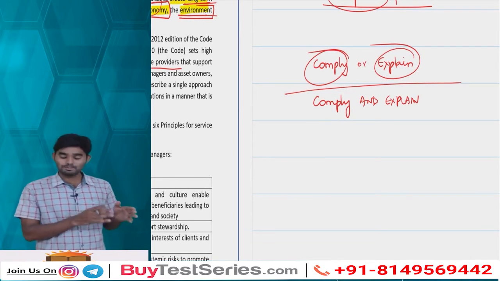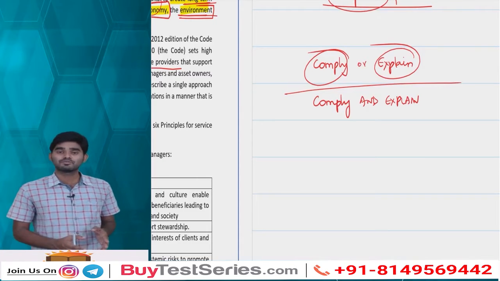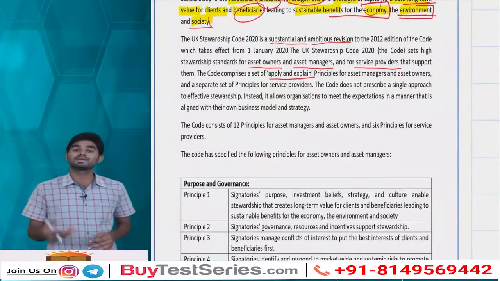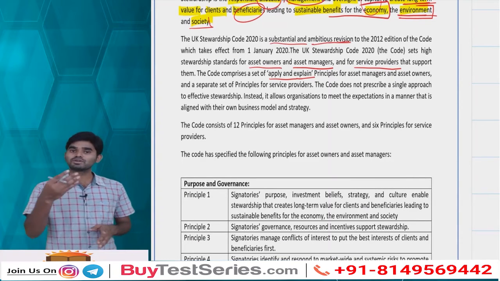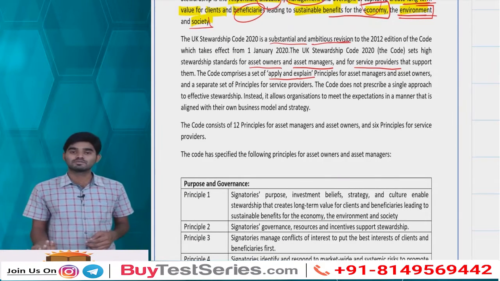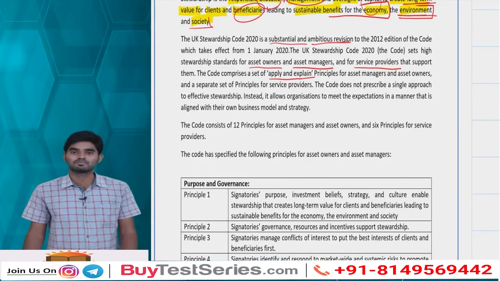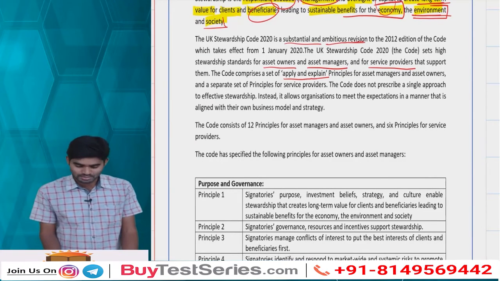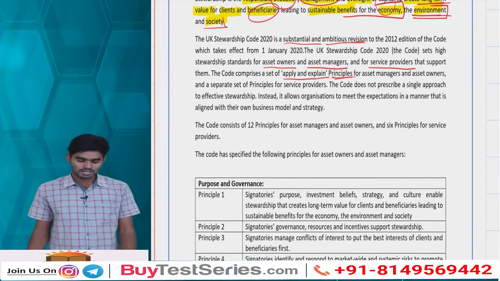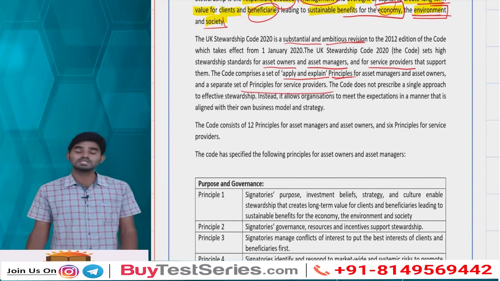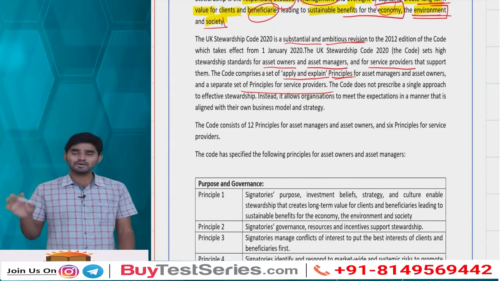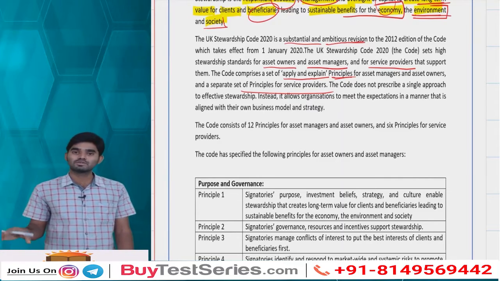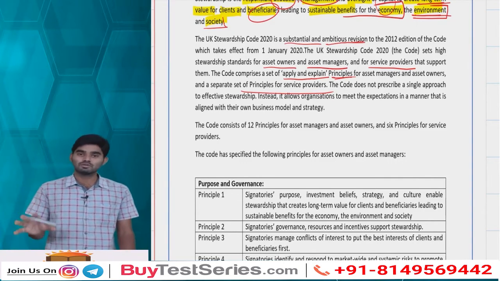So earlier it was a comply or explain approach, which has been changed to a comply and explain approach. What it says is, you apply that and also explain how you complied with that. Or if you didn't comply, then you explain the reasons why you didn't comply with that provision. Clear, everyone? So the code comprises a set of apply and explain principles for the asset managers and asset owners, and a separate set for service providers. Clear, everyone? So you have 12 principles with respect to asset owners and managers, and 6 specific principles with respect to service providers, which is again a repetition of the earlier ones.